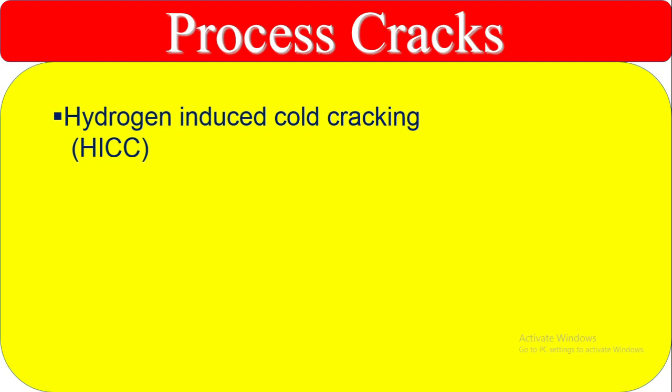So after welding is completed, 72 hours later you can find this crack. It is also called delayed cracking, meaning after 72 hours you can find this cracking. It can occur in the weld metal, and it can also occur in the heat affected zone. So you have to understand the basic idea of hydrogen induced cold cracking, what this is.